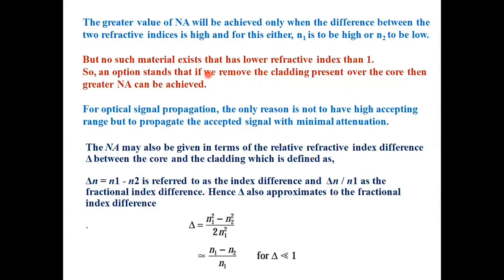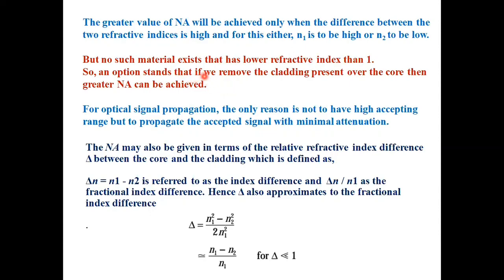Say, for example, if N1 equals 1.5 and N2 equals 1.498, the difference is very minimal. If the difference is minimal, of course the numerical aperture is also minimal. If the difference is larger, the maximum difference will be 0.5. Why? Because the refractive index of the core medium is 1.5, and the refractive index of the cladding medium is at minimum 1, almost equal to that of air, not below that. So we get 1.5 minus 1, a maximum of 0.5.